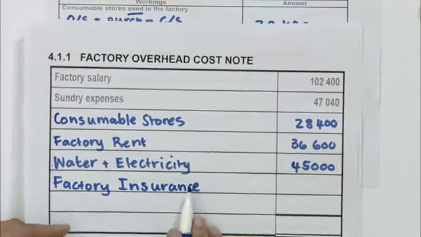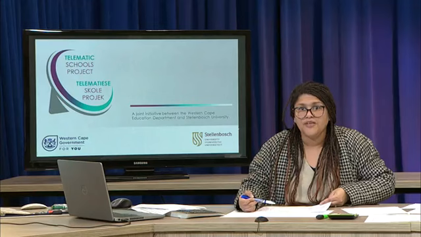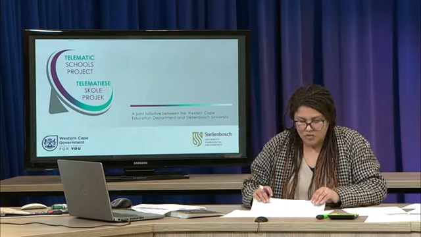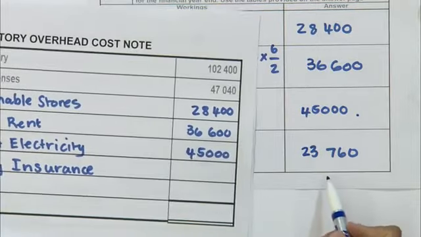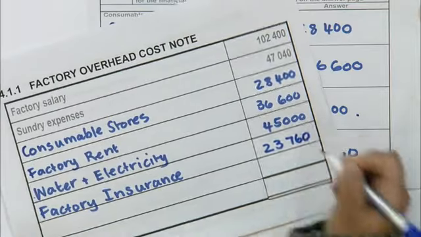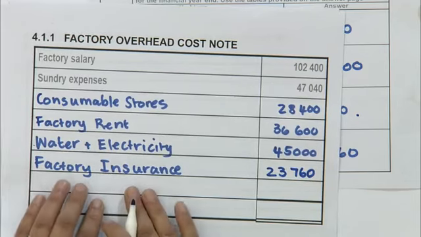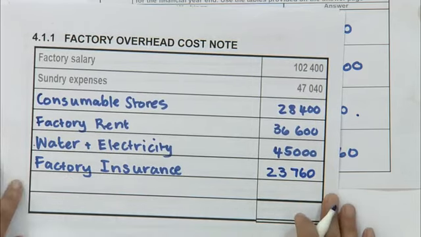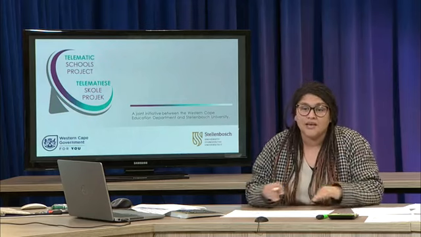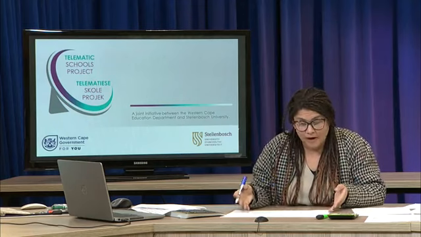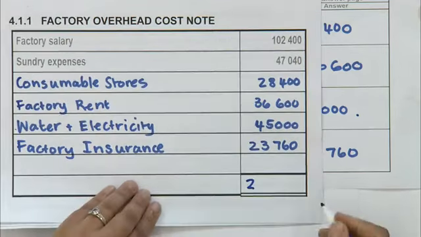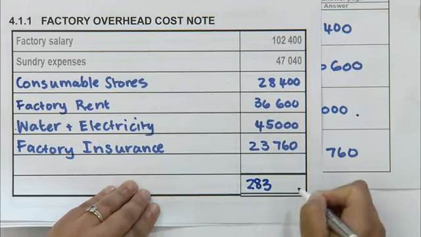But if we did not calculate it, if they didn't ask us to do that, what must we do? We need to show the calculation on the face of our factory overhead note. So what was our factory insurance? Our factory insurance, as calculated, 23,760. And you might now panic and say, oh my gosh, ma'am, there's an extra line. It just so happens to be an extra line, guys. I'm not going to lie. I don't know why, but it is what it is. It is an extra line. Don't stress about it. Right. So you would take your calculator and you will add up everything, and it will add up to 283,200.